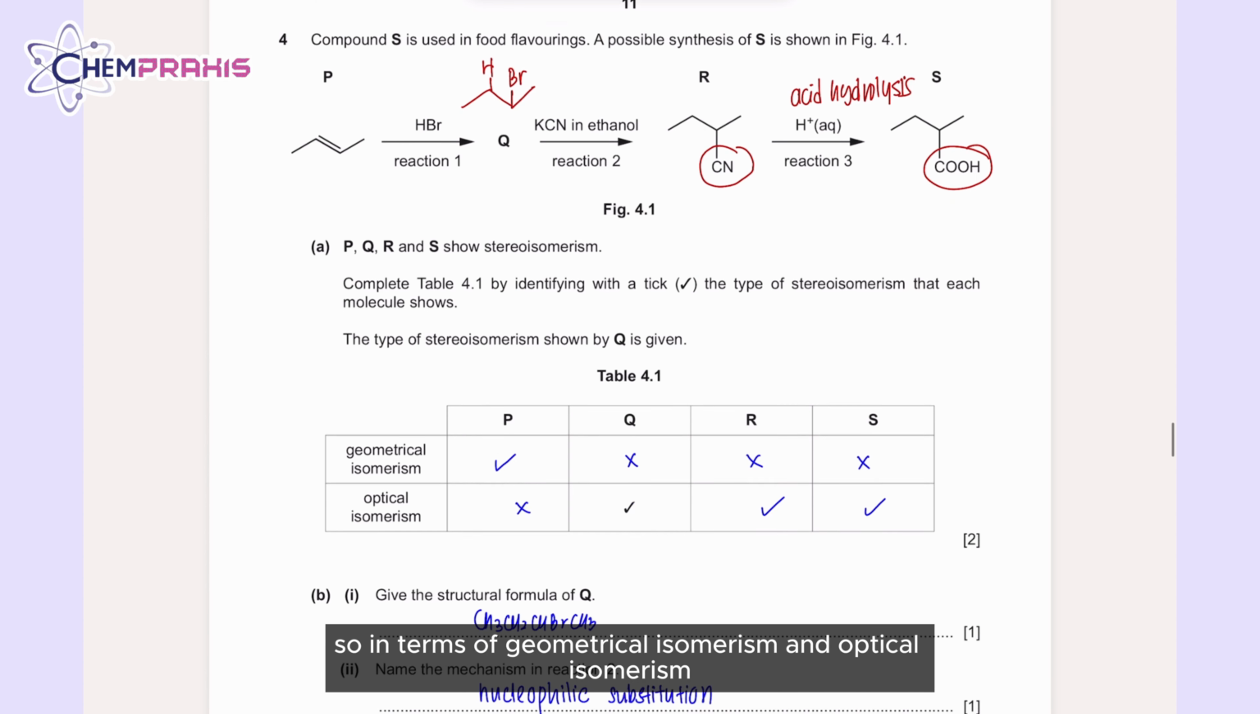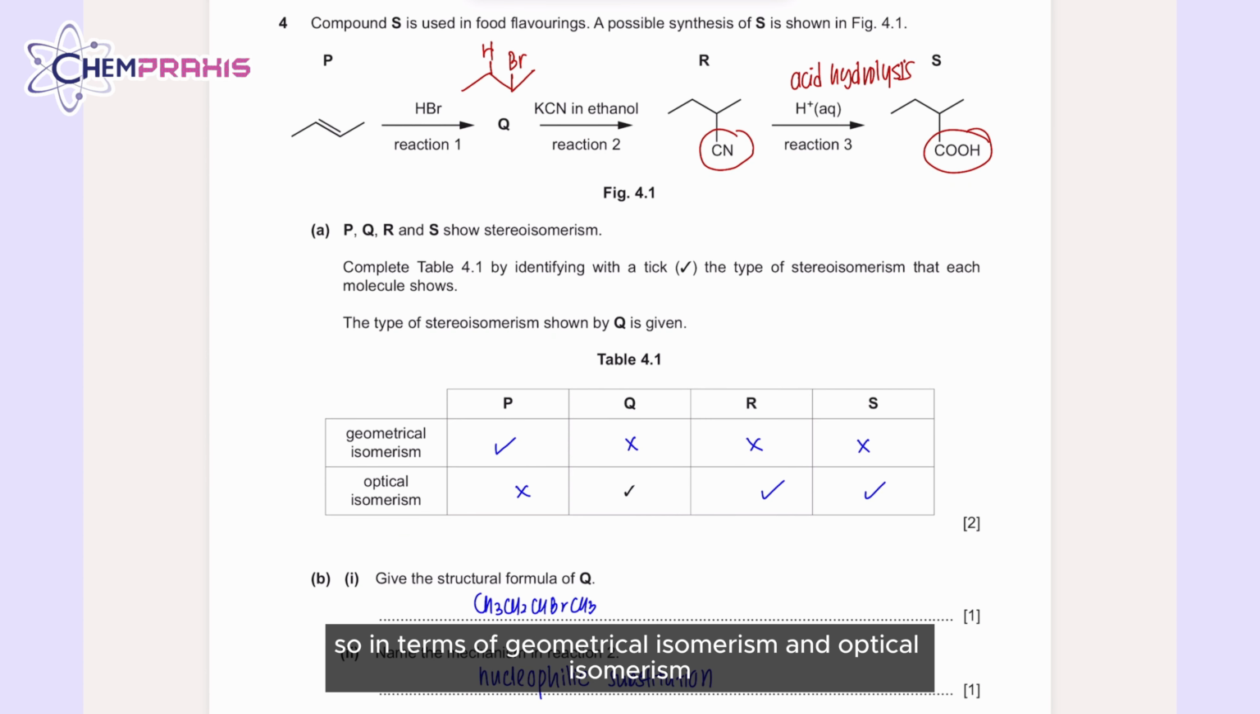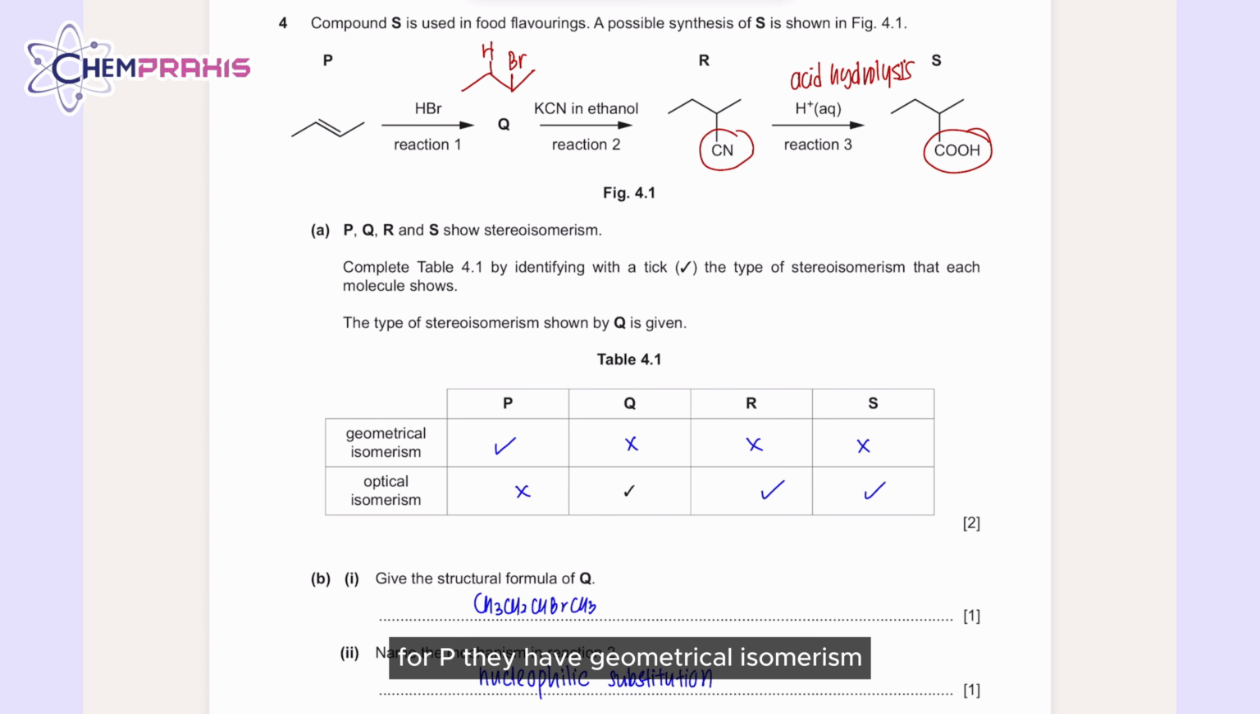So in terms of geometrical isomerism and optical isomerism, for P, they have geometrical isomerism because the C=C double bond is attached to two different groups, so they can form cis or trans structures. While for Q, because they don't have the double bond, they do not have geometrical isomerism. Same goes for R and S.